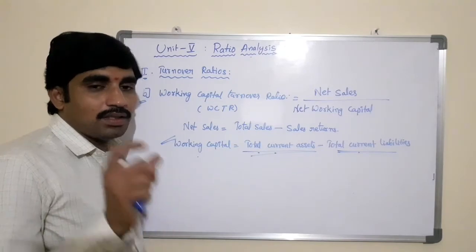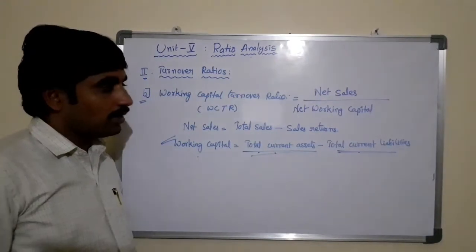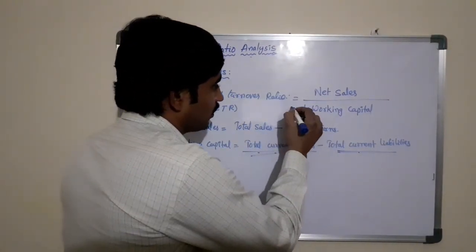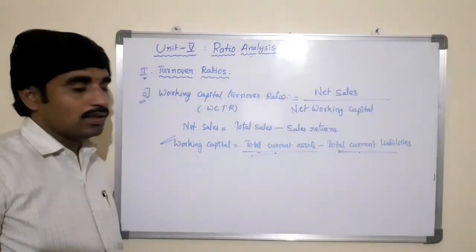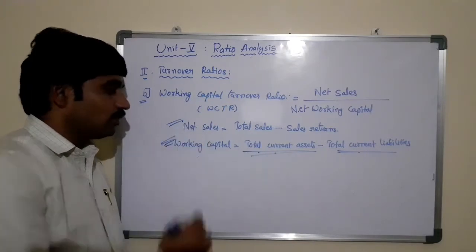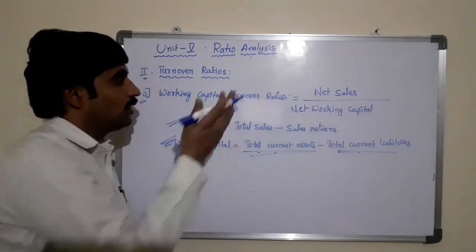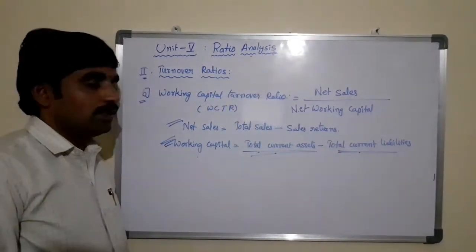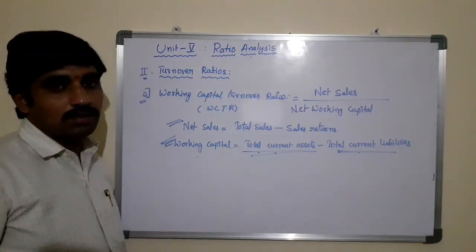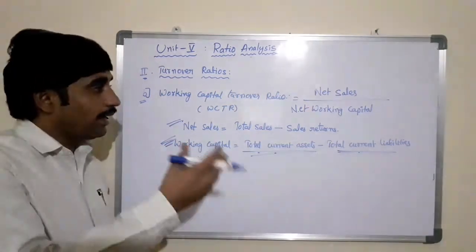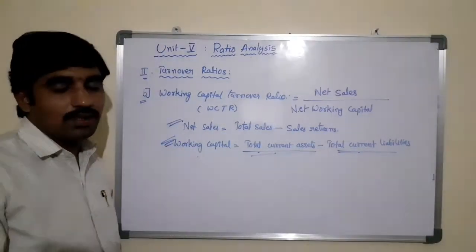Gross working capital is the total value of the current assets. Net working capital is the difference between total current assets and the total current liabilities. So we need to obtain these two values from the given financial statements in order to substitute in the formula to calculate the working capital turnover ratio. It shows how effectively the working capital is working on the sales, and how the business is employing the working capital in order to increase the sales.